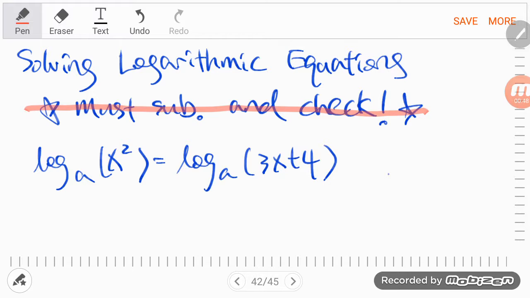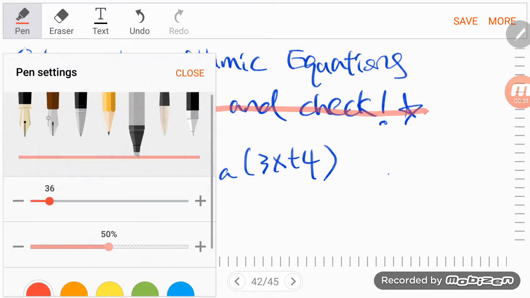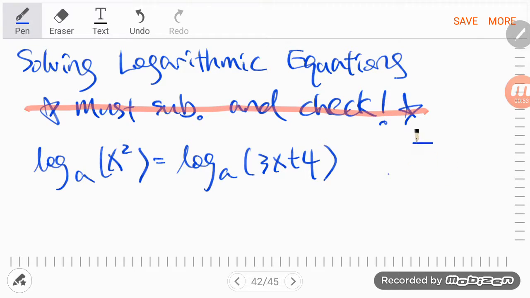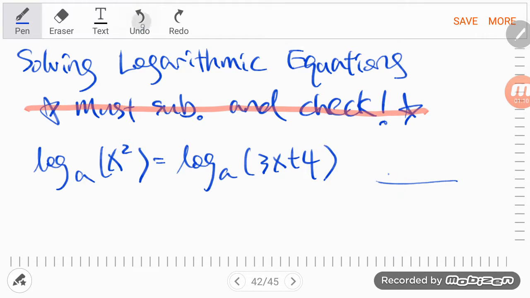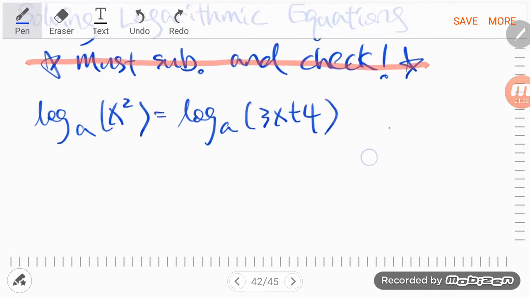When we talk about log functions, if you guys remember the shape of a log function looks like that, where I'm going to have a vertical asymptote, right? So if I have a vertical asymptote, I won't be having any x on the left hand side, right? So there is a sort of limitation of where my x can be. So that's the reason why we have to carry out sub and check. You will know what I mean by that from the examples that I'm going to show you.